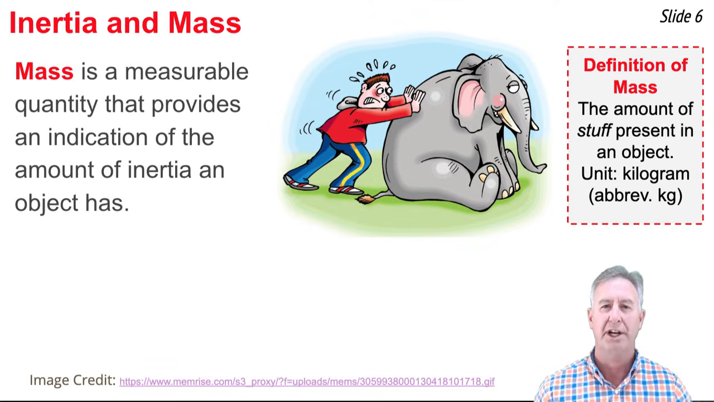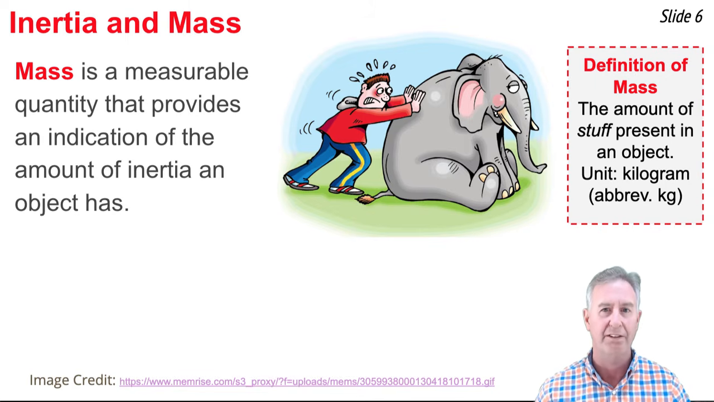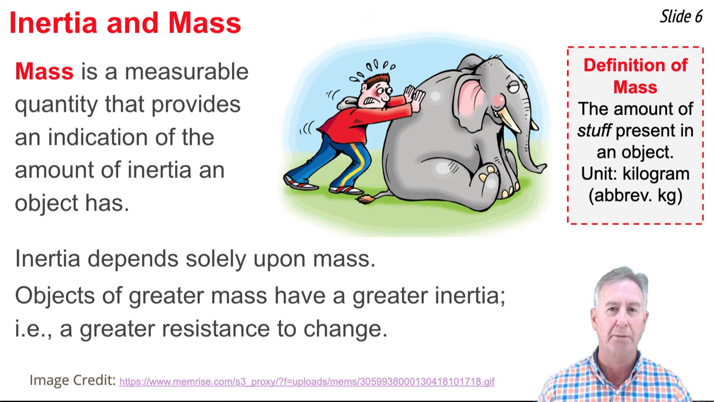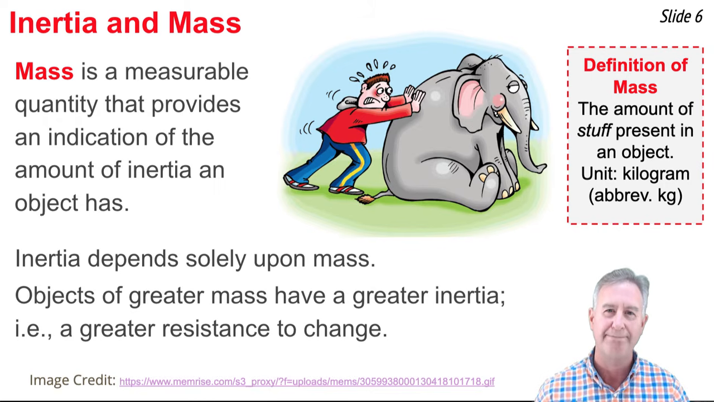What gives one object more inertia than another object? The answer is mass. Mass gives objects inertia. Mass, that quantity that describes how much stuff is present in an object, is the same quantity that describes how much inertia an object will have. Inertia depends solely upon mass and upon no other quantity. Objects with a greater mass will have a greater inertia. That is, they will have a greater resistance to changes in their state of motion.